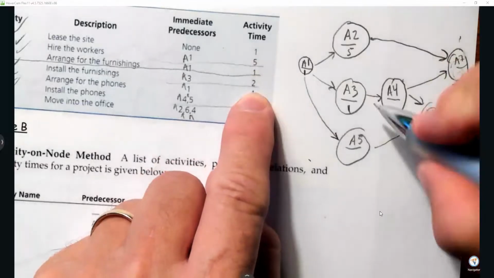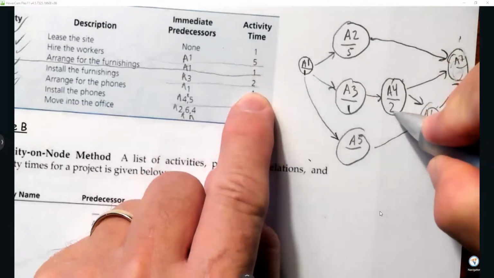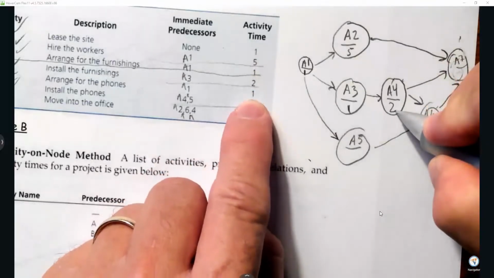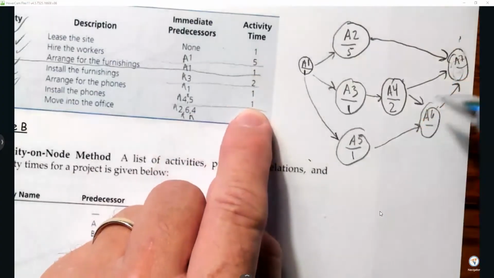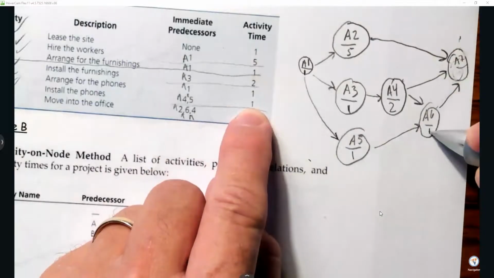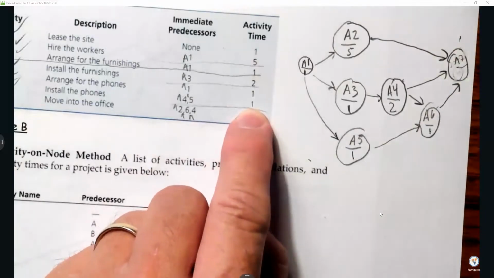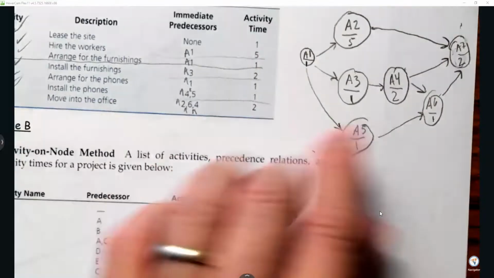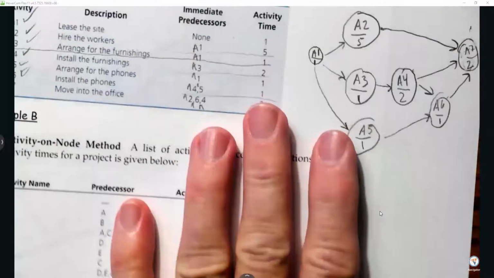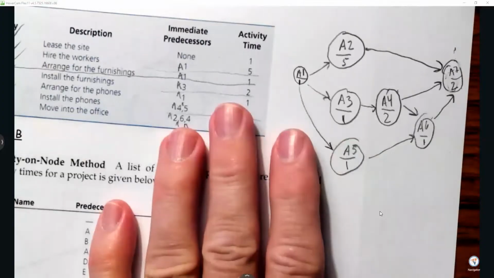A4 is 2, A5 is 1, A6 is 1. It takes 1 day. A7, 2 days. And that is the first step in your network diagram, the first step.